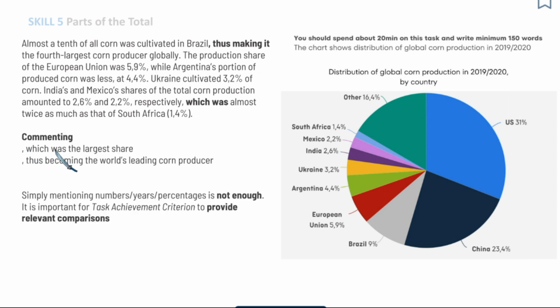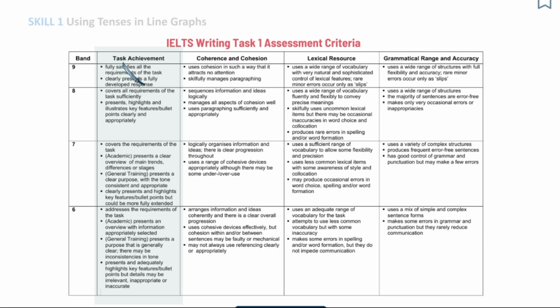And I would like to talk to you about commenting. Now, what is commenting? So when you're writing a report, of course, you need to write about numbers, percentages, years. So you have to mention specific details. But simply mentioning numbers, years, or percentages is not enough. You need to show the ability to provide relevant comparisons. This is important for task achievement. And task achievement is actually one of 4 assessment criteria.